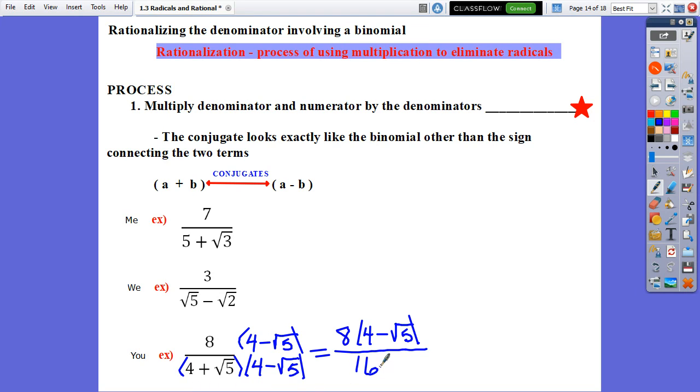So we have 16 minus 5. How I got that is 4 times 4 is 16, and the square root of 5 times the square root of 5 is the square root of 25, which is 5. And now what we have is 8 on top, and the bottom is going to be 11. So you can see I can't cancel 11 and 8. So I'm going to distribute the 8 through. And I've got my 11 on the bottom. And there we go. Rationalizing.